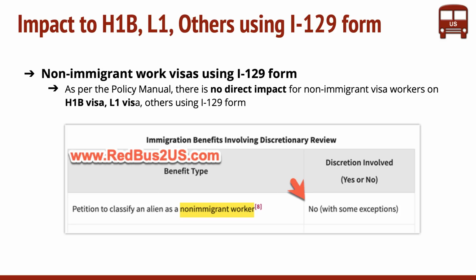So this is a screenshot from the actual policy manual. As you can see, petition to classify an alien non-immigrant worker, the discretion is not involved, with some exceptions. Those exceptions are usually tied to K1 and those who use I-129F kind of forms, right? So this is H1 and L1. So don't worry, there is no impact on H1Bs and L1s in general.